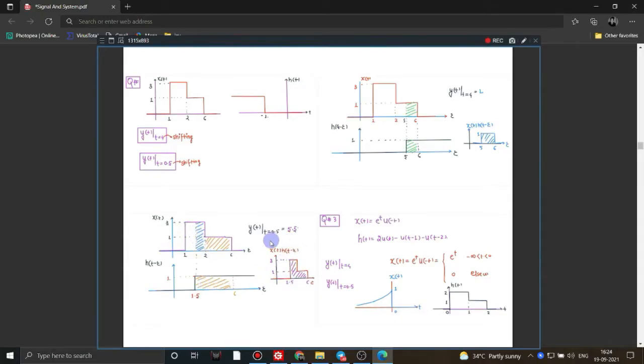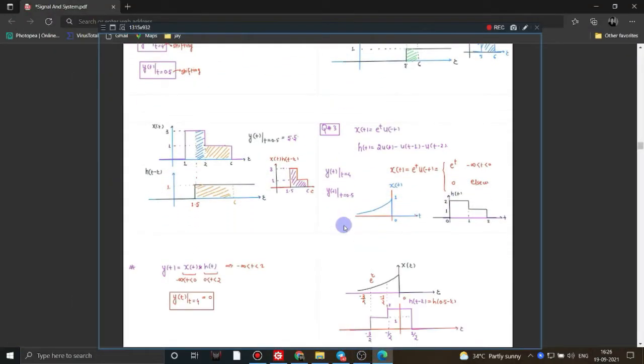And at t equal to 0.5, the value that we get is 5.5. At t equal to 0.5, the value we get is 5.5.